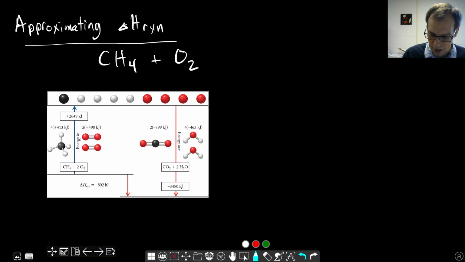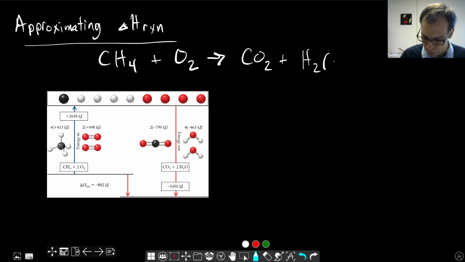Methane plus oxygen gas, I'm leaving off the states here, forms carbon dioxide and water. And to get this balanced, we need 2 moles of oxygen and 2 moles of water. All right, so I think we've done this. We've looked at this reaction in several different ways in different contexts. So what we can imagine is this picture that we have here.